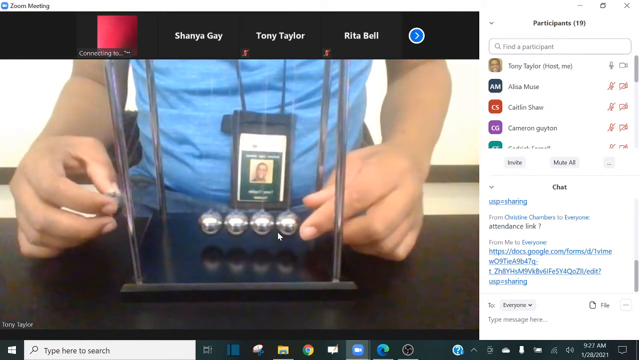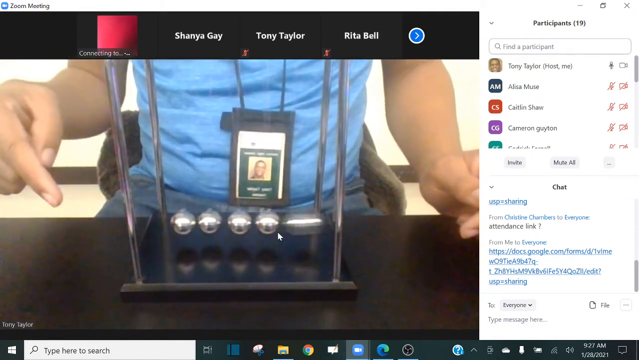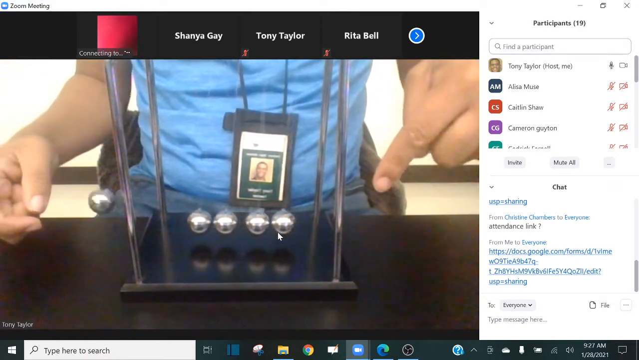So the total momentum stays conserved, because notice if one ball goes in on one end, then one ball comes out the other end.